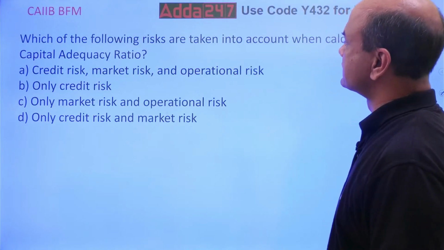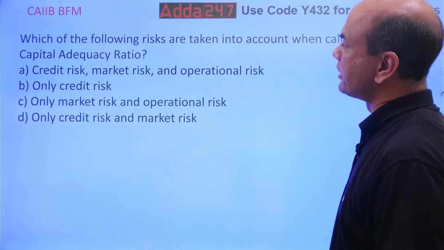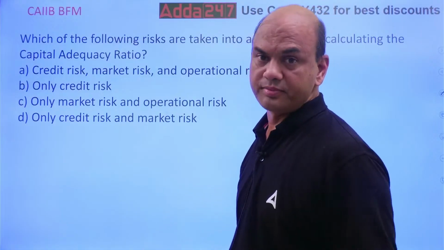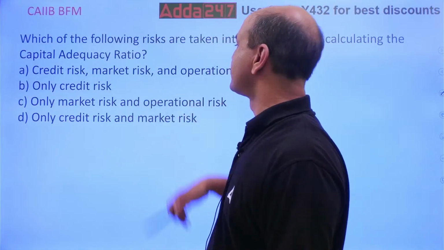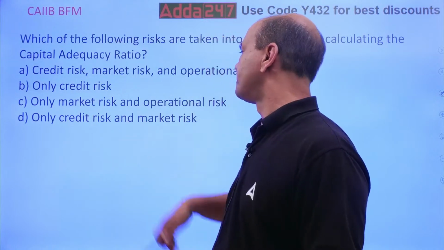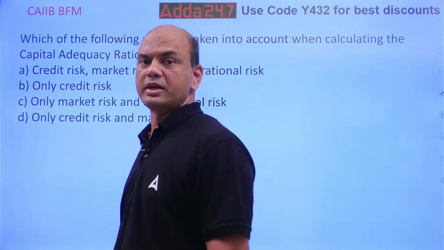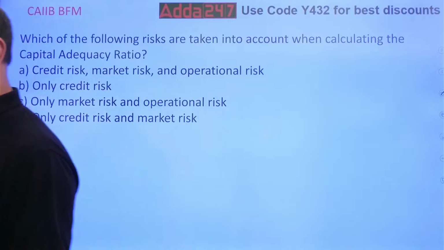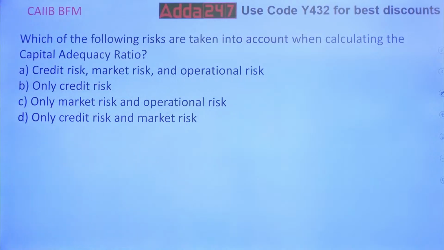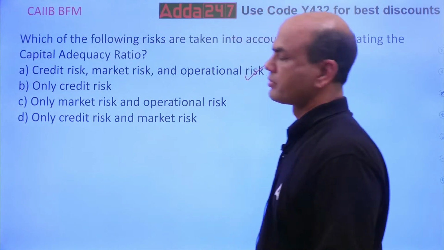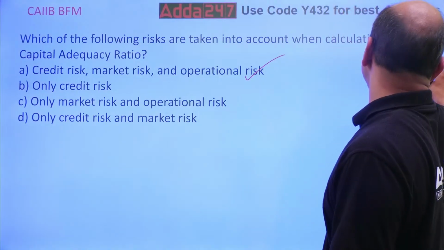Which of the following risks are taken into account when calculating the capital adequacy ratio? So which risks are taken into account? Just now we did this numerical. Credit risk, market risk, ops risk, only credit, only market and ops, only credit and market. Yes, just now we did it in the first numerical. All the three, isn't it? Credit, market and ops.